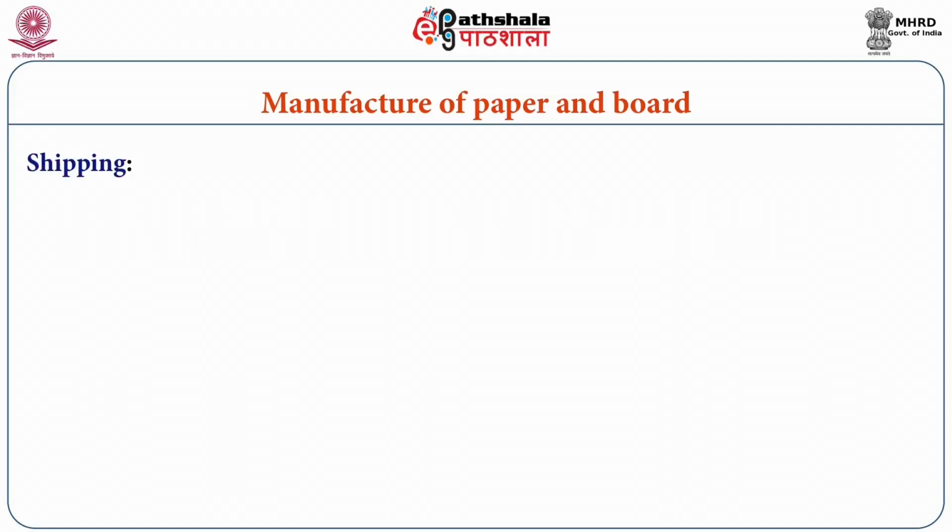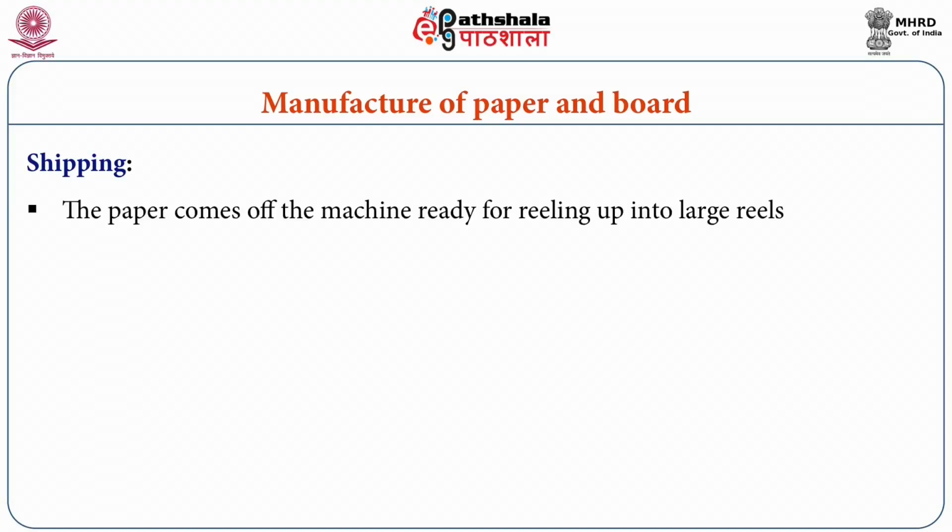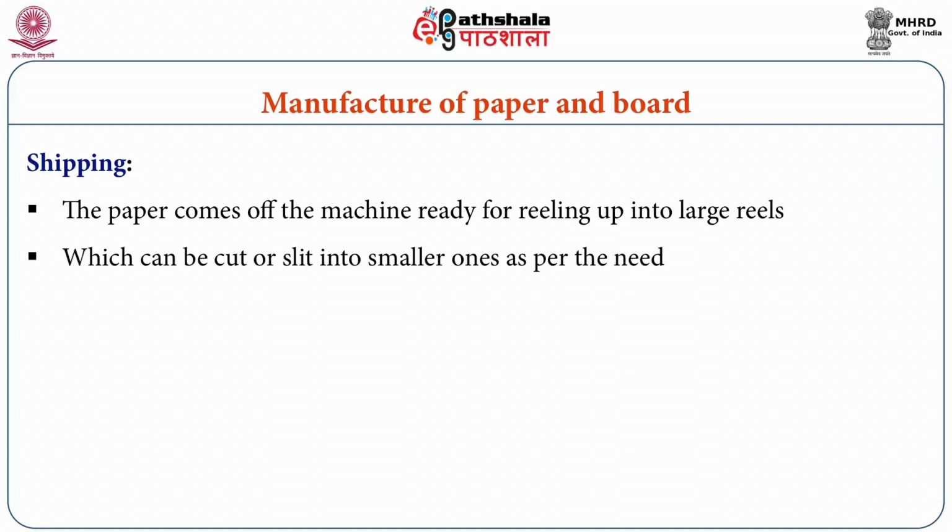The next step is shipping. Still traveling at a very high speed, the paper comes off the machine ready for reeling up into large reels, also known as parent reels, which can be cut or slit into smaller ones according to the customer requirements. These large reels are produced and changed without any interruption of the production process.